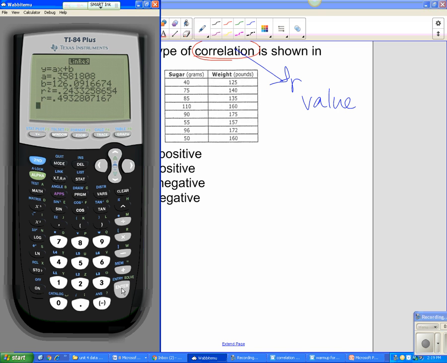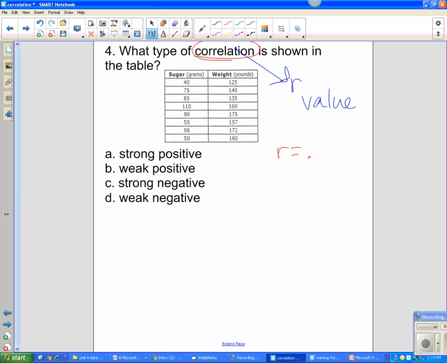So R is, let's go 3 decimal places. So R equals point what? Thank you, Ethan. R equals 0.493. All right, if I have 49 cents, is that closer to having $1 or closer to having none? None. It's less than 50 cents. If it's less than 50 cents, that makes it weak. It's going to be weak. And is it positive or negative number? Positive. So that is B.